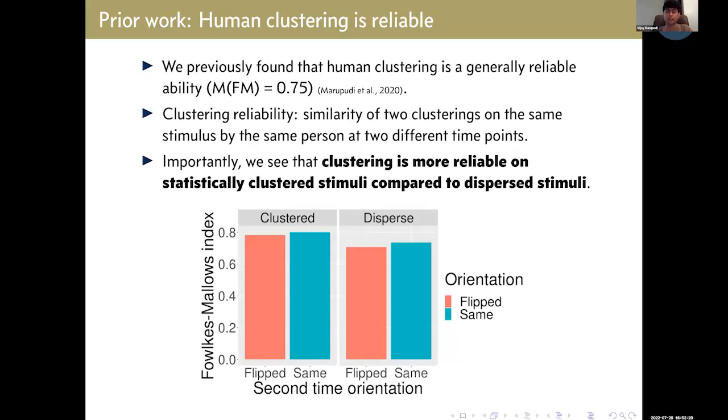In our lab, we started investigating this. In prior work, we wanted to see if clustering is a stable enough ability. If clustering is similar every time you do it, it can be a good basis for a strategy. And we find that it is. By reliability or stability, we mean the similarity of two clusterings on the same set of points by the same person at two different time points. Importantly, we see that clustering is more reliable on statistically clustered stimuli, if you look at the blue bars here, compared to the dispersed stimuli.